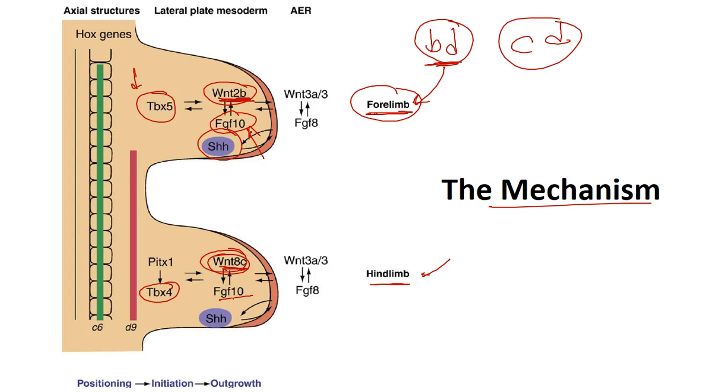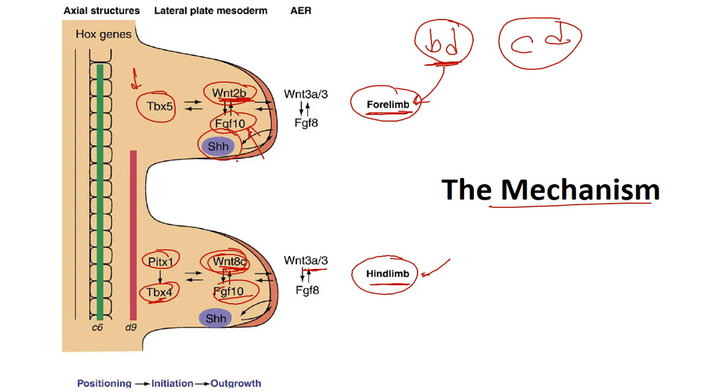On the other hand, if you look here, TBX4 is activated by this PITX1 gene. Remember, the PITX1 was also present there. So this PITX1 activating TBX4 further leads to the activation of FGF10 in presence of WNT8C. Now this FGF10, in presence of WNT3A and 8C, will signal the limb to be formed as a hindlimb.